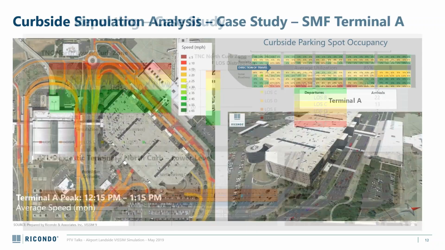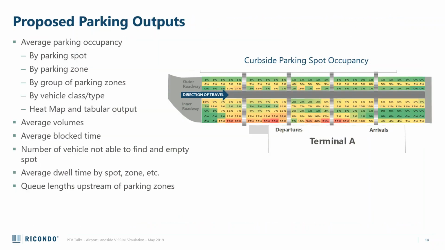I think it would be better if we just get some outputs from the parking. So what we are proposing here is to just have average parking occupancy and have the ability to report that the same way that we have on roadways. We have sub-segments and we have the whole link. So if we can have it by parking spot, by parking zone, or the ability to group certain parking zones and generate the output by vehicle class or vehicle type, and also create a heat map.